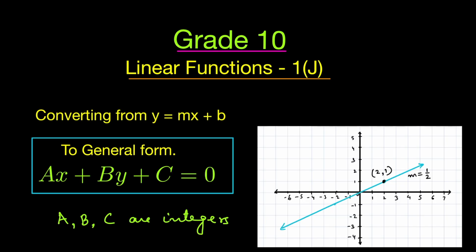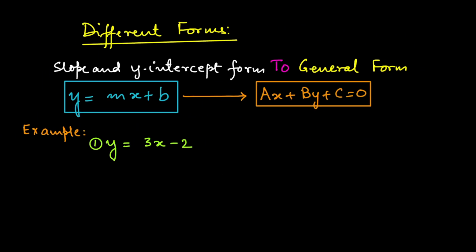So in this video we will learn how to convert the line from y = mx + b form to the general form ax + by + c = 0. So a, b and c should be integers. Now, different forms here. First we will learn slope and y-intercept. This is now converted into the general form.